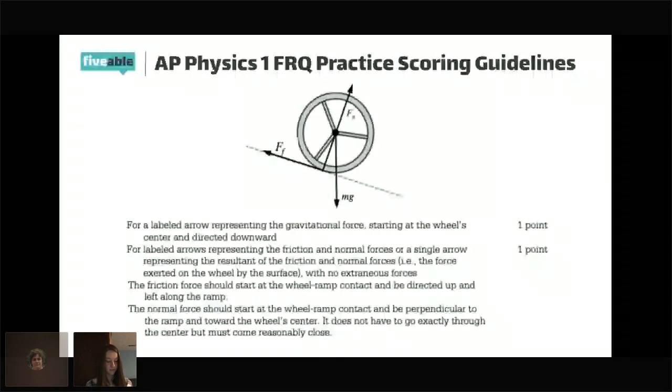So the first thing is normal force. Normal force always occurs at the point of contact between two objects, so that's why the arrow starts at the bottom of the wheel relative to the ramp, and it goes directly perpendicular to the ramp, which is why it makes that 90-degree angle with the dashed line.